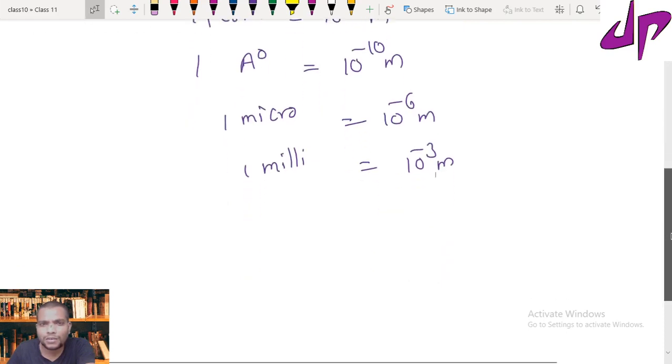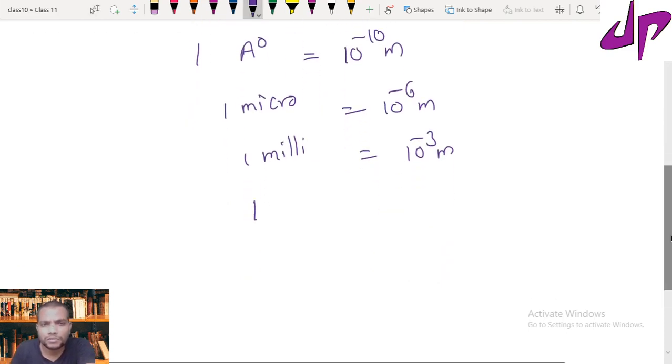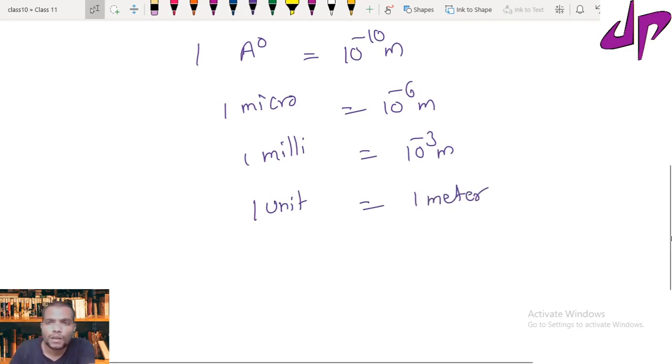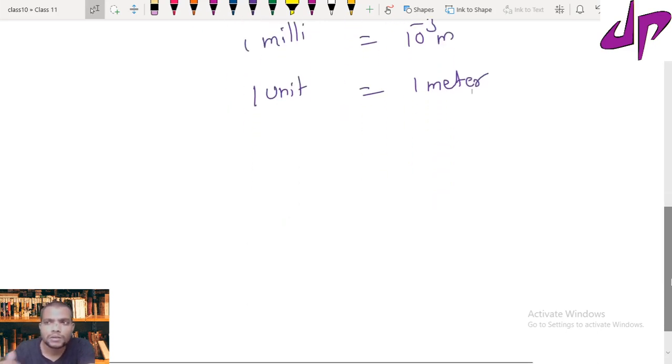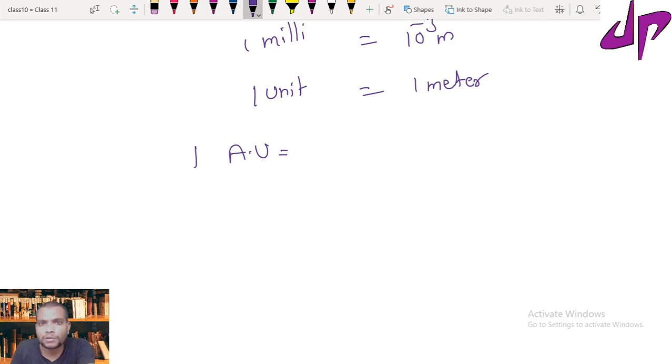And if you take 1 unit, you can take that as 1 unit equal to 1 meter. Bigger than this we know kilometers, or mega, giga, and everything. And we know the astronomical unit. 1 astronomical unit, 1 AU, is equal to 1.496 times 10 power 11 meters.